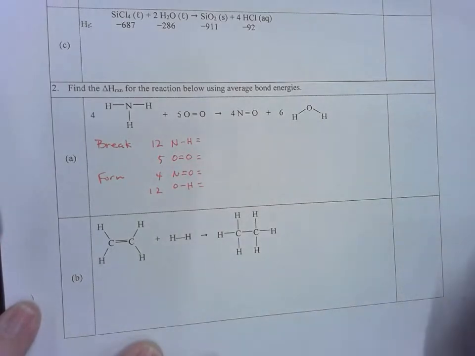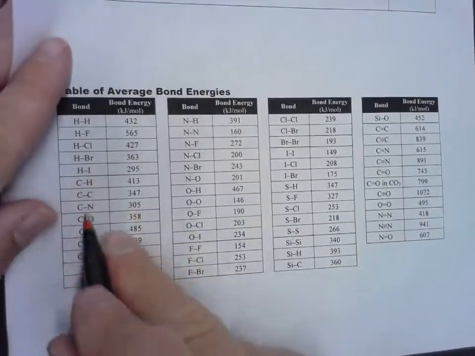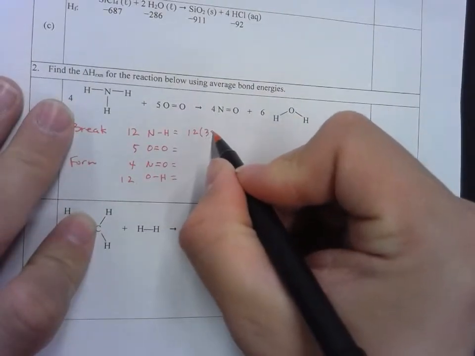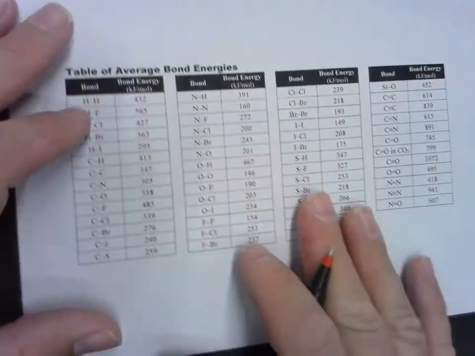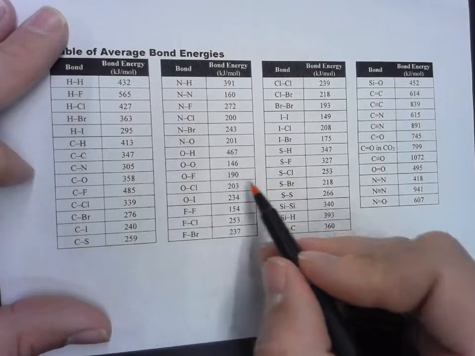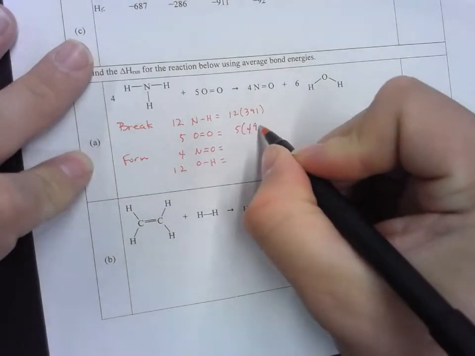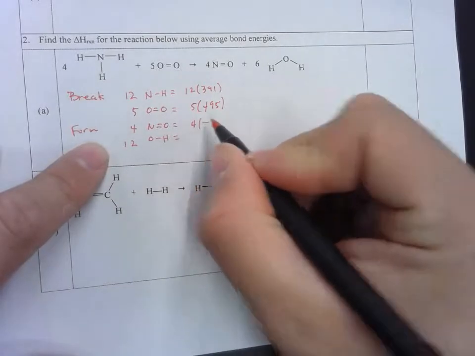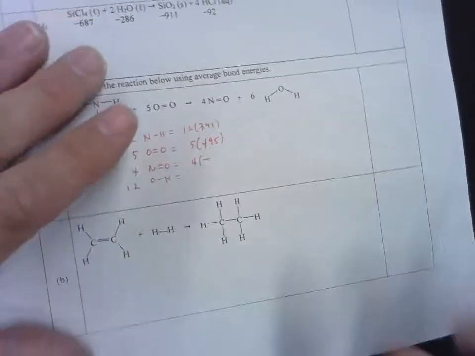Let's see what our values are. We're going to say 12 times NH, which is 391. 12 times 391. And 5 times your OO double bond, 495. Now we're forming these bonds, so that's going to be 4 times a negative NO double bond, 607.